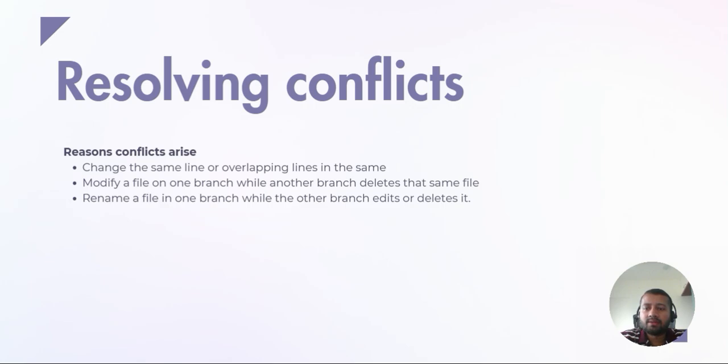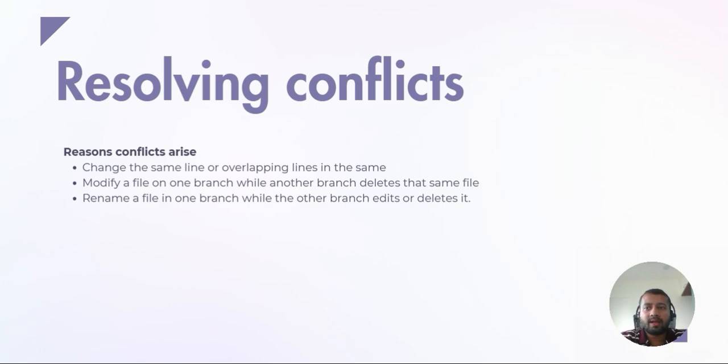The second reason is, in your branch you have deleted some file, but in the other branch that file has been modified. Whenever you merge those changes, that is where the conflict would arise. And the third thing is, maybe you have renamed your file and that file has been deleted in some other branch or in the main branch. So whenever you end up merging those changes, the conflict will arise.